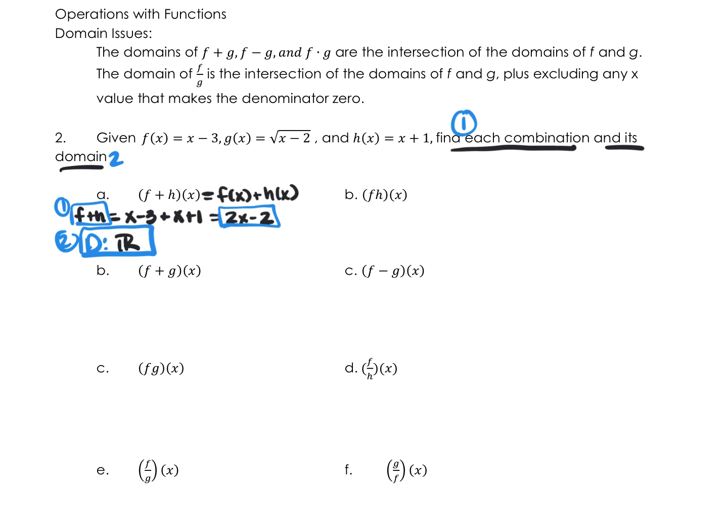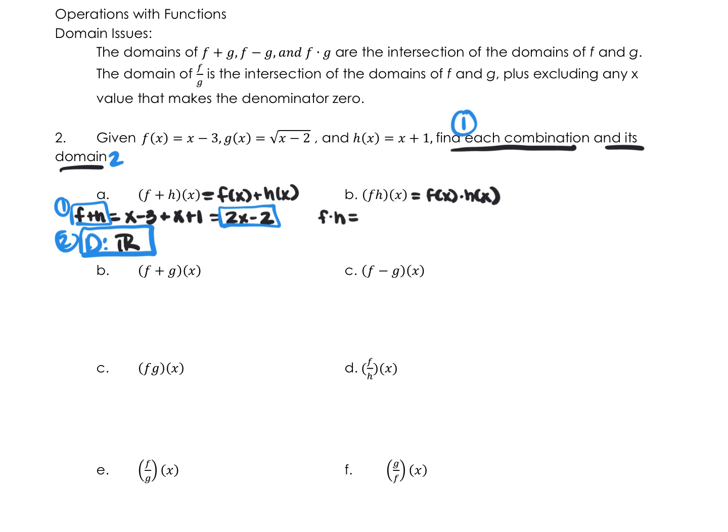Okay, let's do this one here. What does this mean when they're sitting next to each other? What are we going to do with f and h? Multiply. So this means right here, f of x times h of x. Just a reminder of what that means. No composition. You're not putting it inside the other function. You're just multiplying.